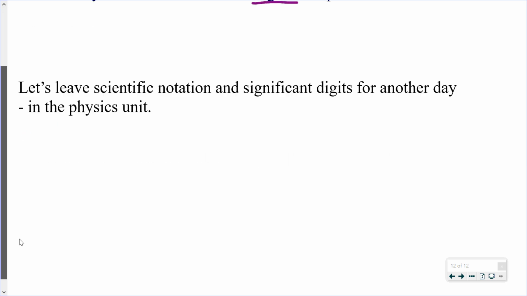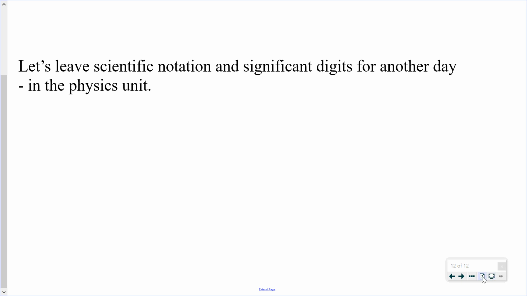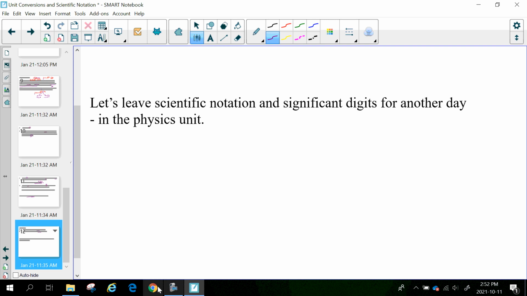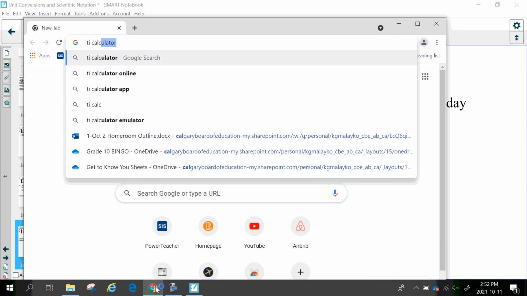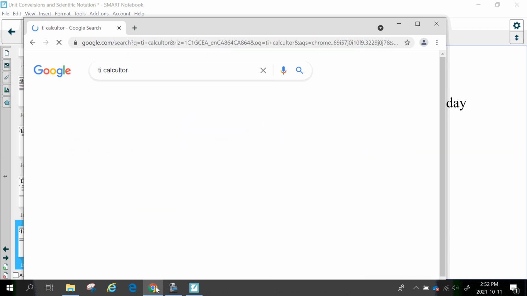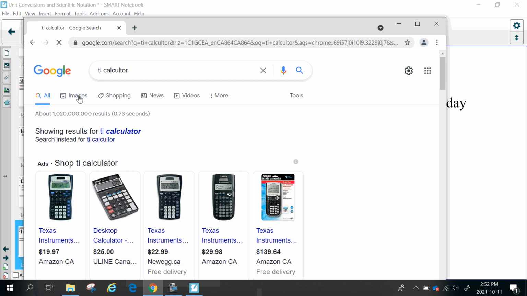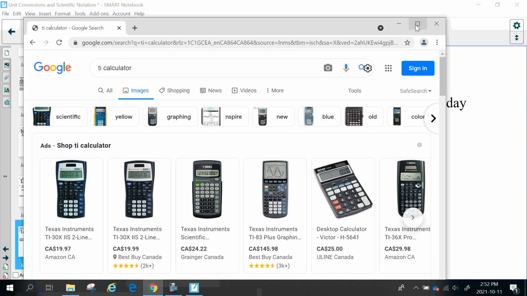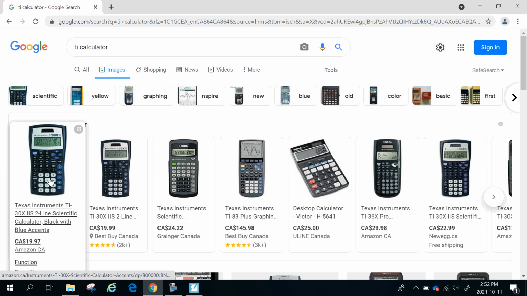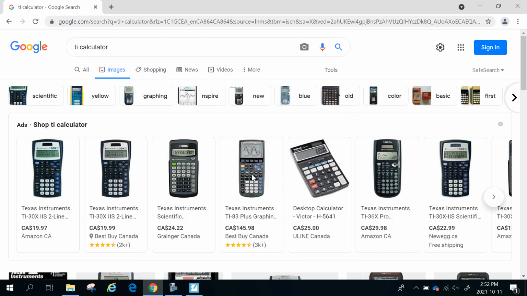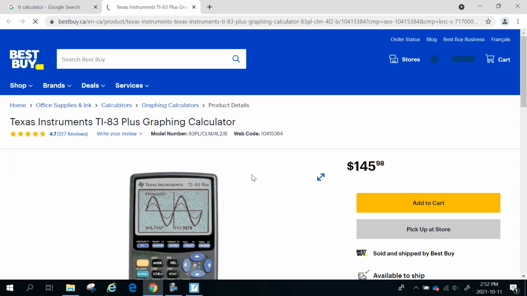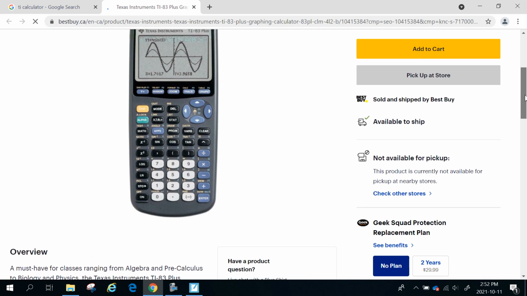And I just want to show you on your calculator as well, on the TI calculator, how you can plug in some of this information. So let me go to the internet and pull up a picture of the TI calculator so I can show you a couple of the buttons. There are different graphing calculators that you can take a look at. Let's click on the most expensive one here from Best Buy. Take a look at this graphing calculator.